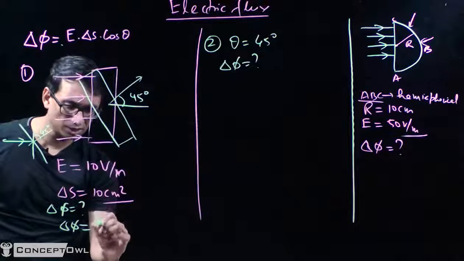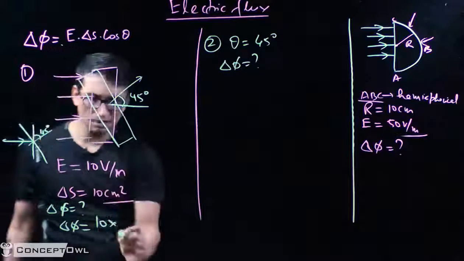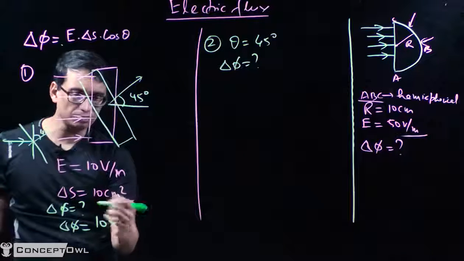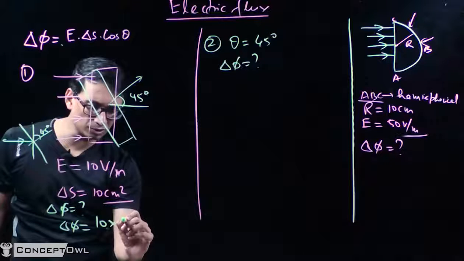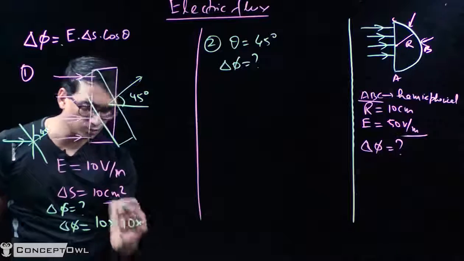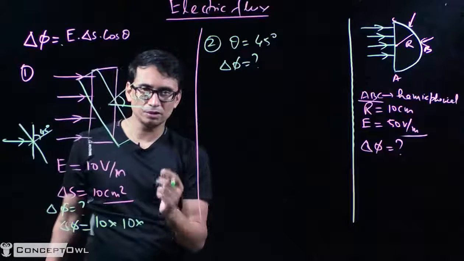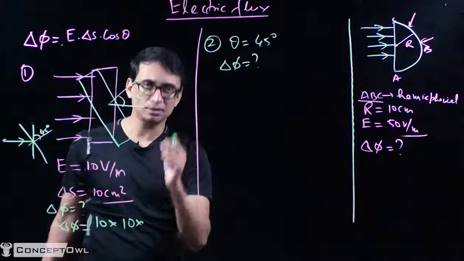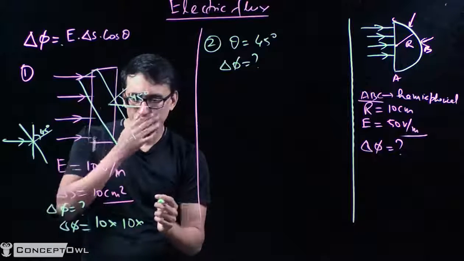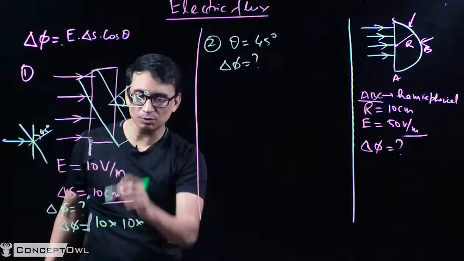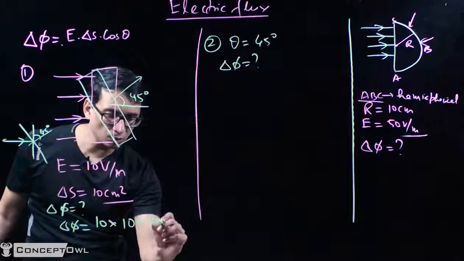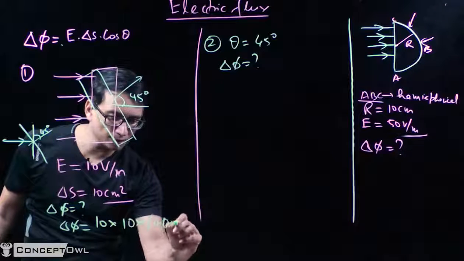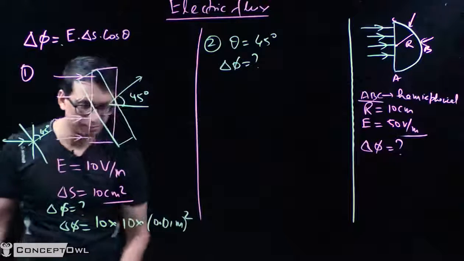So this would be 10 into the area, which is 10 centimeter square. I'll just convert it into meter square. So what is 10 centimeter square? It would be 10 into, and 1 centimeter is how much? It is 0.01 meter, right? So this would be 0.01 meter whole square.